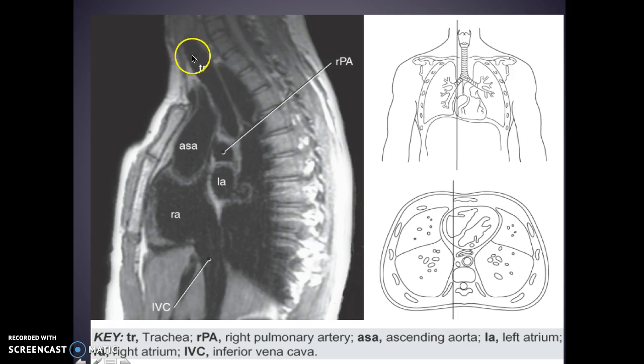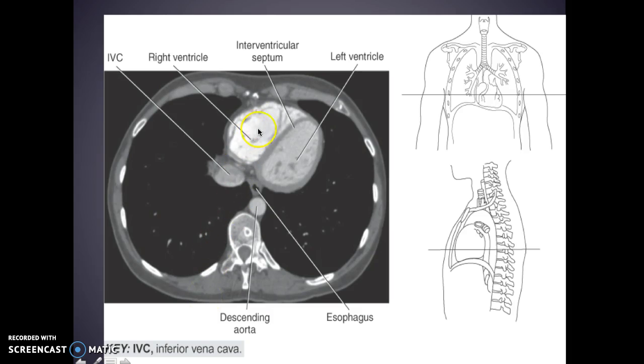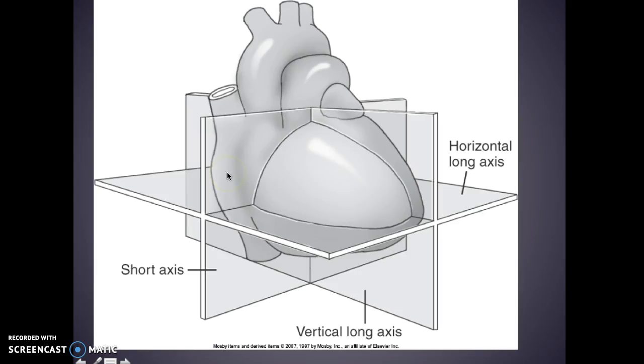Here's a sagittal MRI, here's your trachea, ascending aorta, right pulmonary artery, and your left atrium, right atrium, and this is your IVC. So interventricular septum, left ventricle, right ventricle, esophagus. Here's your descending aorta and your IVC.